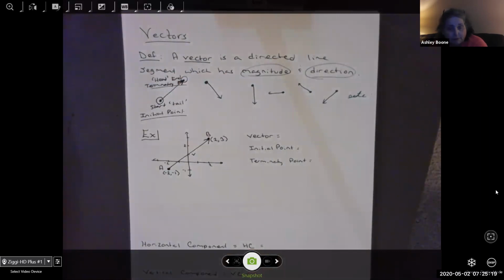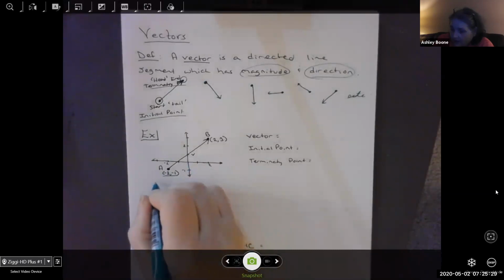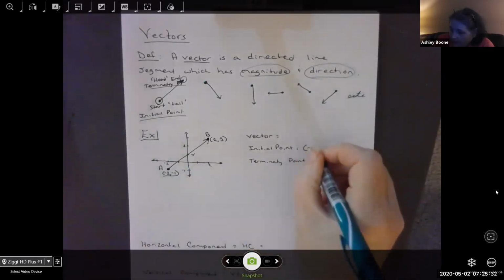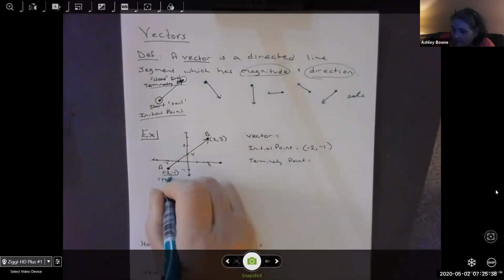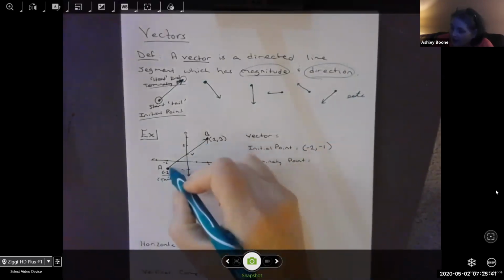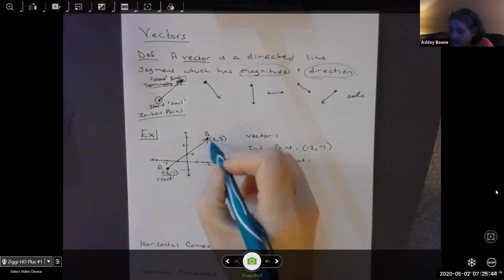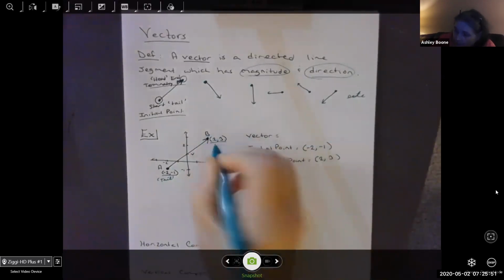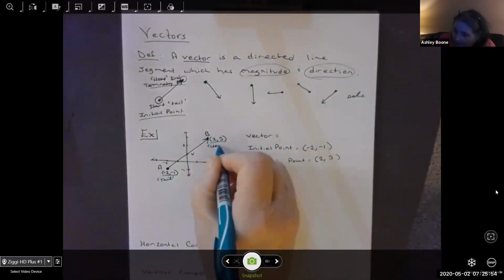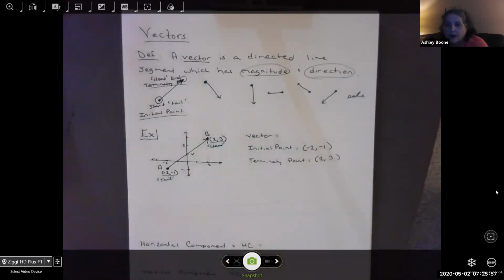For example, look at this graph below. We have a vector that is starting at the point -2, -1. This is our initial point. -2, -1 is our initial point, the tail of the vector, okay? And the arrow is pointing towards B. This is our ending or our terminating point. That point 2, 3 is our terminating point, or the head of the vector. The direction, where's it going? Where's it heading? Think of it like that. So that's an example of a vector.